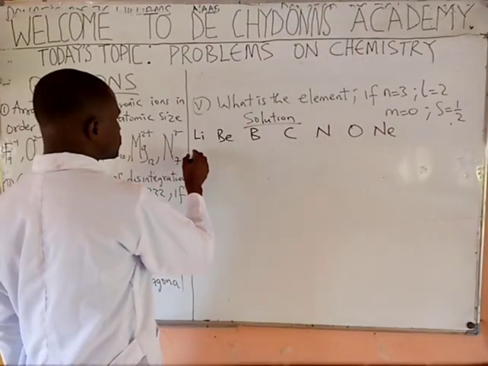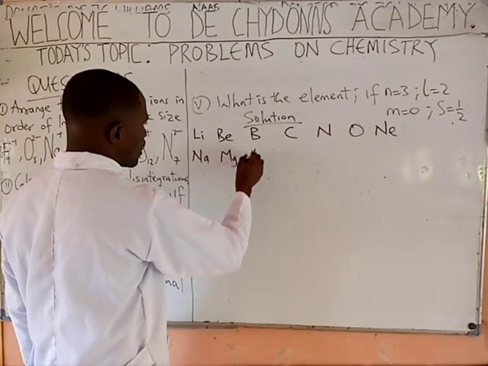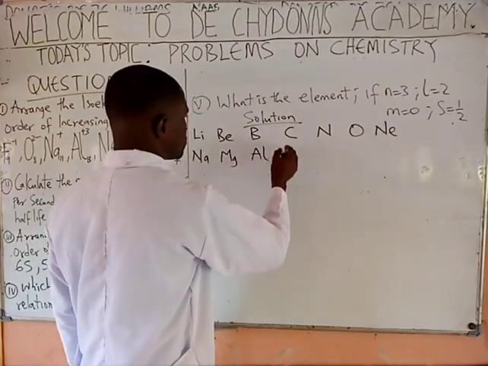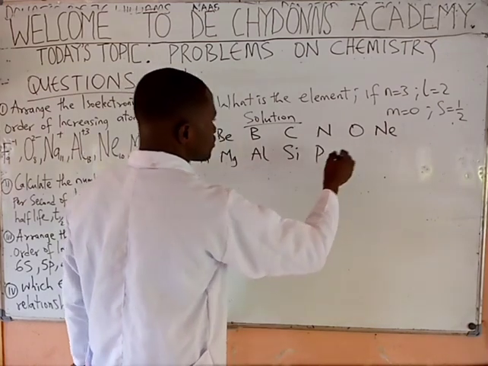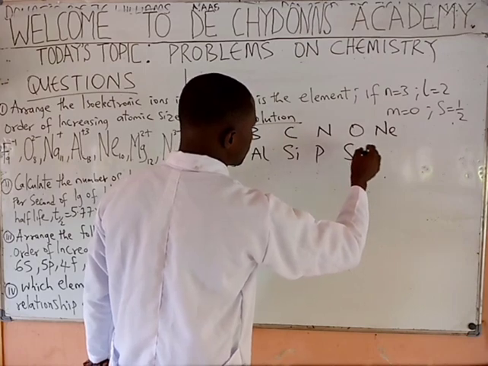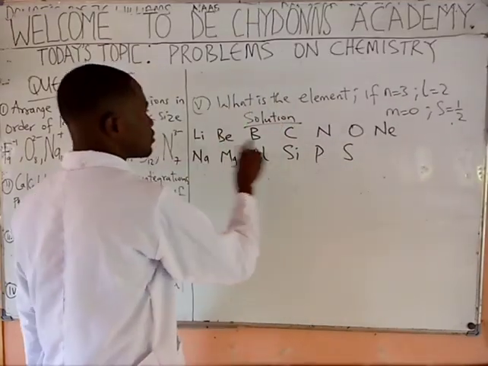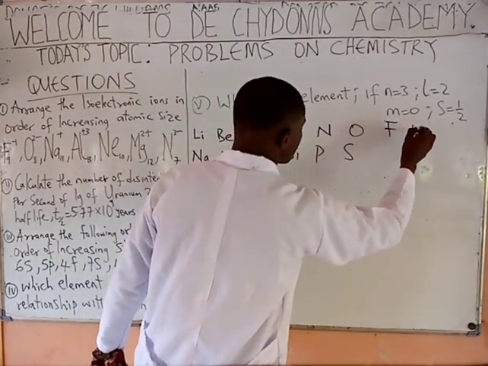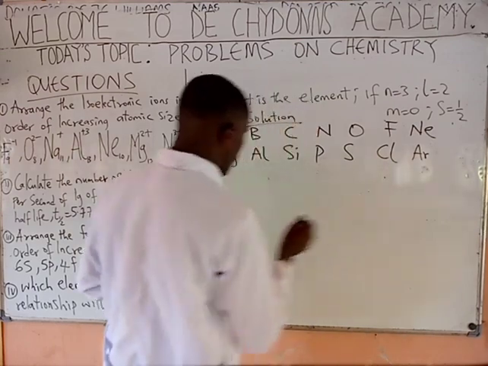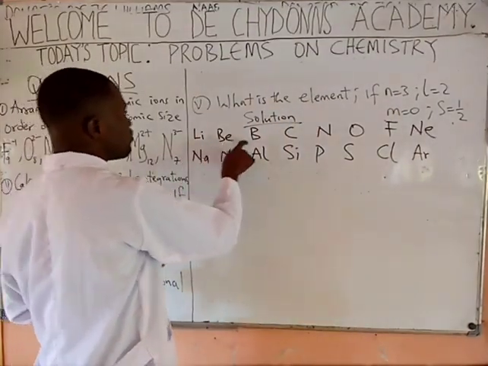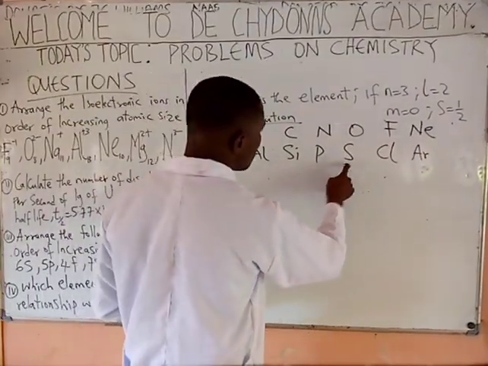Then the third period: sodium, magnesium, aluminium, silicon, phosphorus, sulfur. Sodium, magnesium, fluorine, neon. So chlorine, argon. So we have the elements this way: lithium, beryllium, boron, carbon, nitrogen, oxygen, fluorine, neon. Sodium, magnesium, aluminium, silicon, phosphorus, sulfur, chlorine, argon.